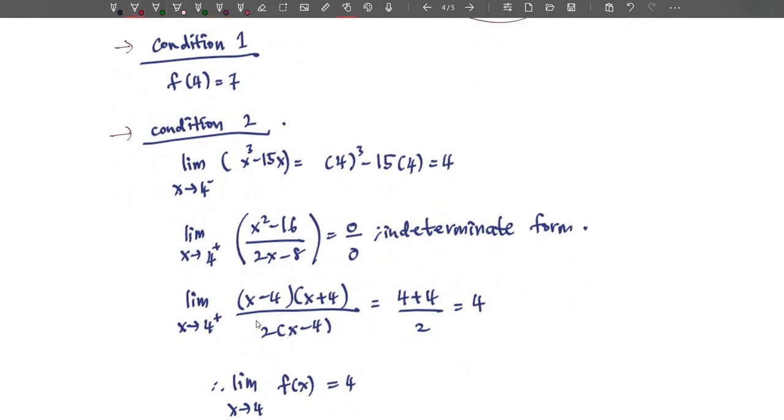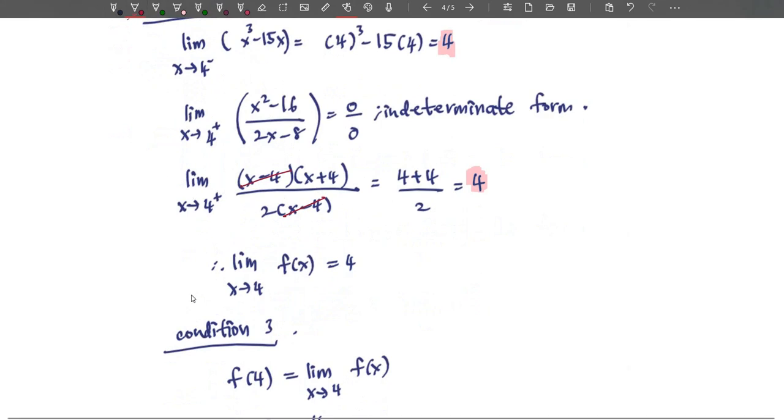So here, x squared minus 16 is (x minus 4)(x plus 4). Factorize 2x minus 8 is 2 times (x minus 4). Cancel the common factor and then substitute the value of x. It is 4 plus 4 divided by 2, which is 4. So, as you can see here, the value from right and left are the same. Therefore, the limit of f(x) when x approaches 4 equals 4.